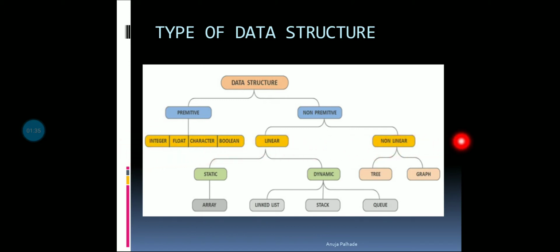These are stored in a linear manner. These four are stored linearly, but primitive, static, and array, these two are not linear. This dynamic linked list, stack, queue, hierarchy is not linear.